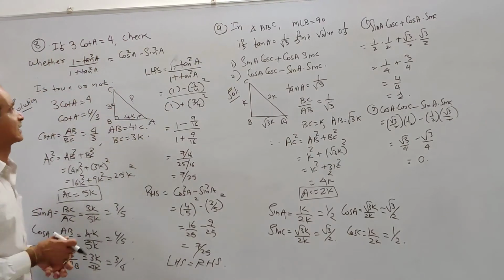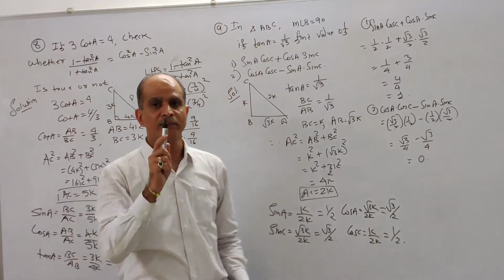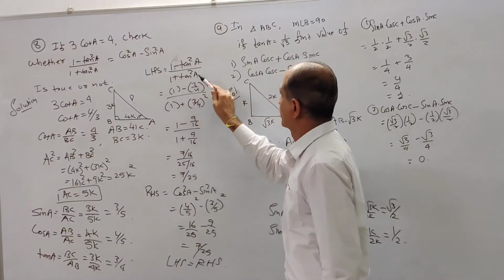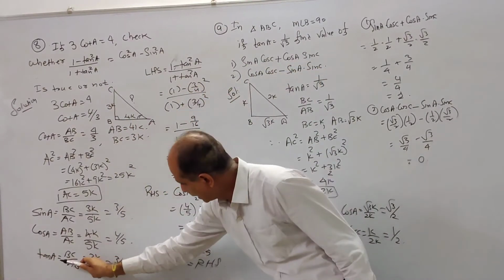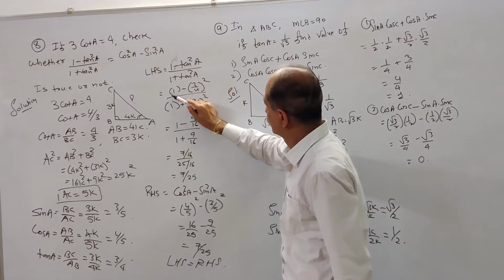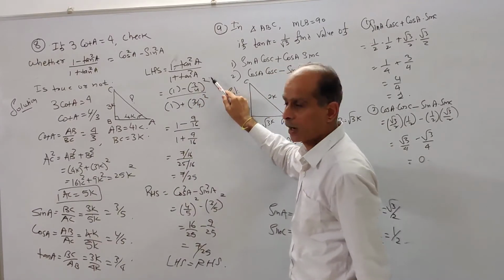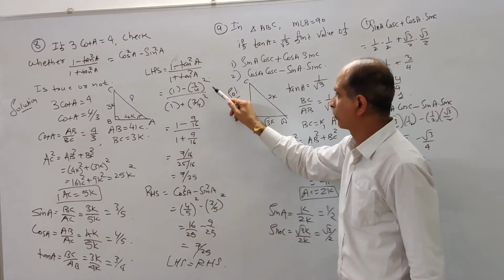So let me take LHS. LHS is (1 minus tan square A) upon (1 plus tan square A). Put the value of tan A is equal to 3 by 4. So (1 minus (3 by 4) whole square) upon (1 plus (3 by 4) whole square).